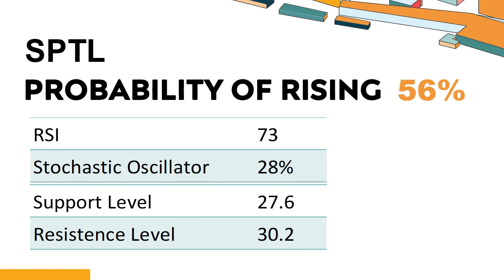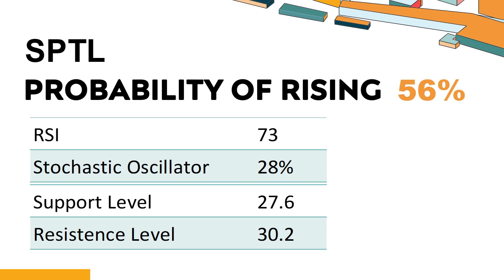Trend outlook. The probability of SPTL share price rising is 56%. When the probability of rising is higher than 50%, it means that the stock has a higher chance of rising. If the probability of rising is lower than 50%, it means that the probability of falling is high. Combining multiple technical analysis indicators, SPTL has 5 bullish signals and 2 bearish signals.